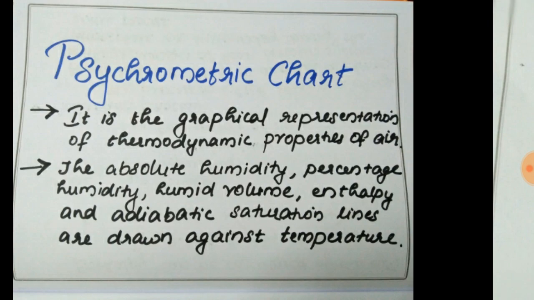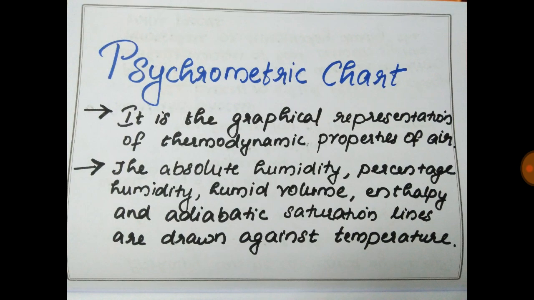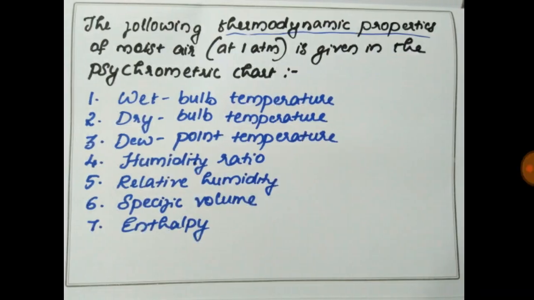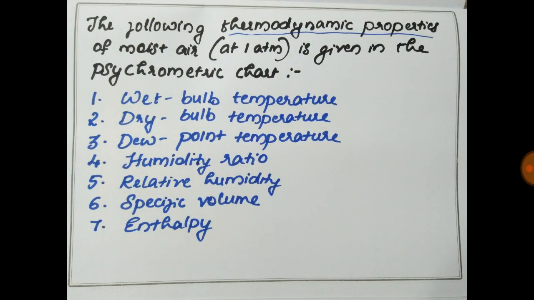Psychrometric chart. A psychrometric chart is a graphical representation of thermodynamic properties of air. In this chart, the absolute humidity, percentage humidity, humid volume, enthalpy, and adiabatic saturation lines are drawn against temperature. The following thermodynamic properties of moist air at 1 atmospheric pressure are given in a psychrometric chart. They are wet bulb temperature, dry bulb temperature, dew point temperature, humidity ratio, relative humidity, specific volume, and enthalpy.